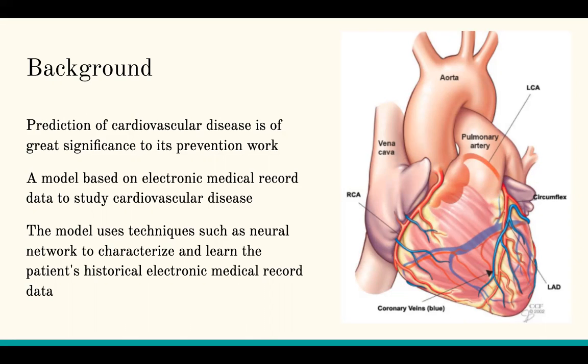We will use several algorithms here based on electronic medical record data to study the risk prediction of cardiovascular disease. Our model uses techniques such as neural networks to characterize and learn the patient's historical EMR data, which can not only effectively capture the time series features of the EMR data, but also consider the potential correlation between them. And our key result here is that coronary artery related disease has a prominent influence on the prediction of cardiovascular disease.